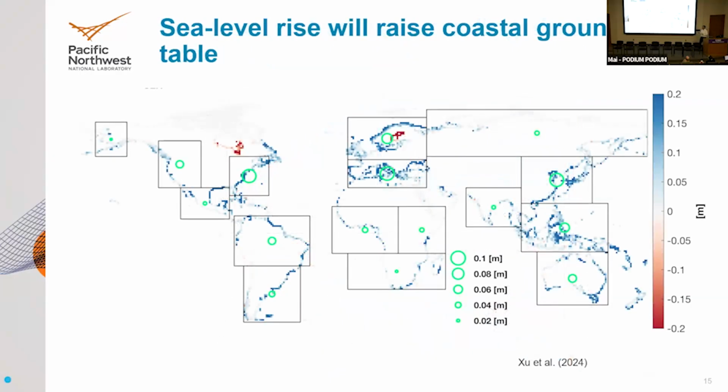Using this two-way coupling scheme, we ran different climate scenarios to see how climate change affects the groundwater table. The major finding is that under the high warming scenarios, the rising sea level will raise the coastal groundwater table. This effect is particularly outstanding in several coastal areas, such as the U.S. East Coast, the Mediterranean coast, and the China East Coast. For these coastal areas, the sea level rise will raise the coastal water table by more than 10 centimeters.